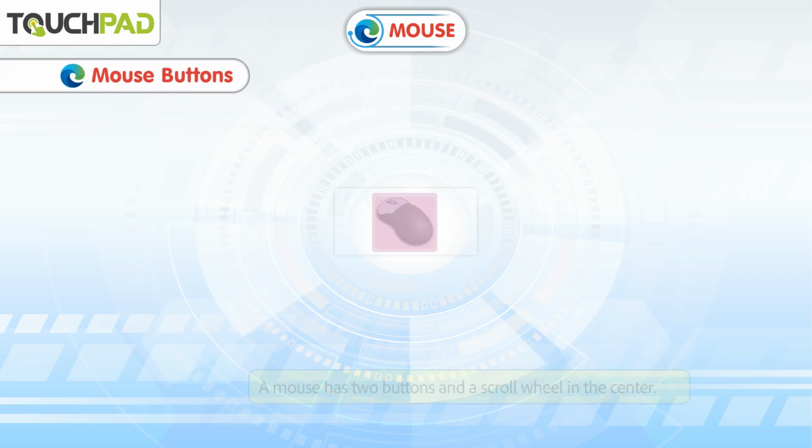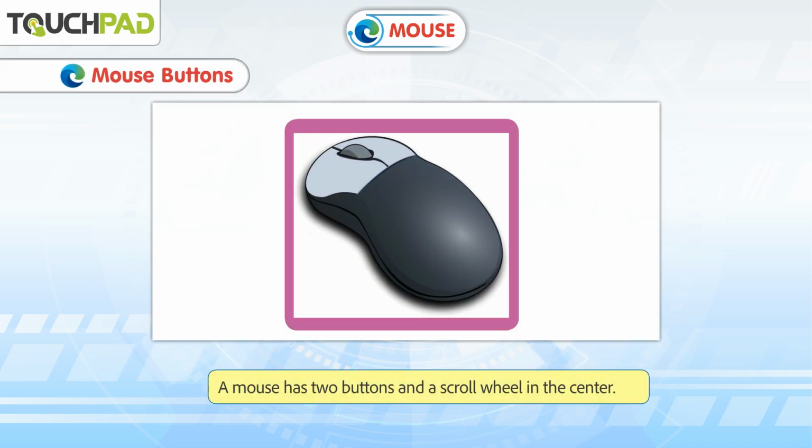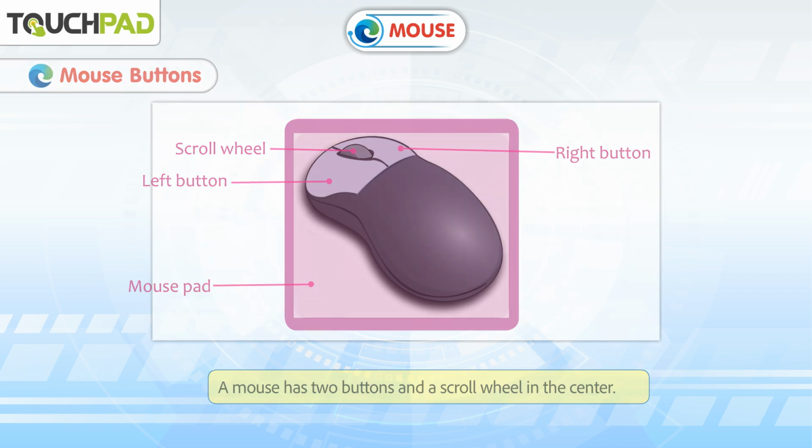Mouse buttons. A mouse has two buttons and a scroll wheel in the center. Scroll wheel, left button, right button, mouse pad.